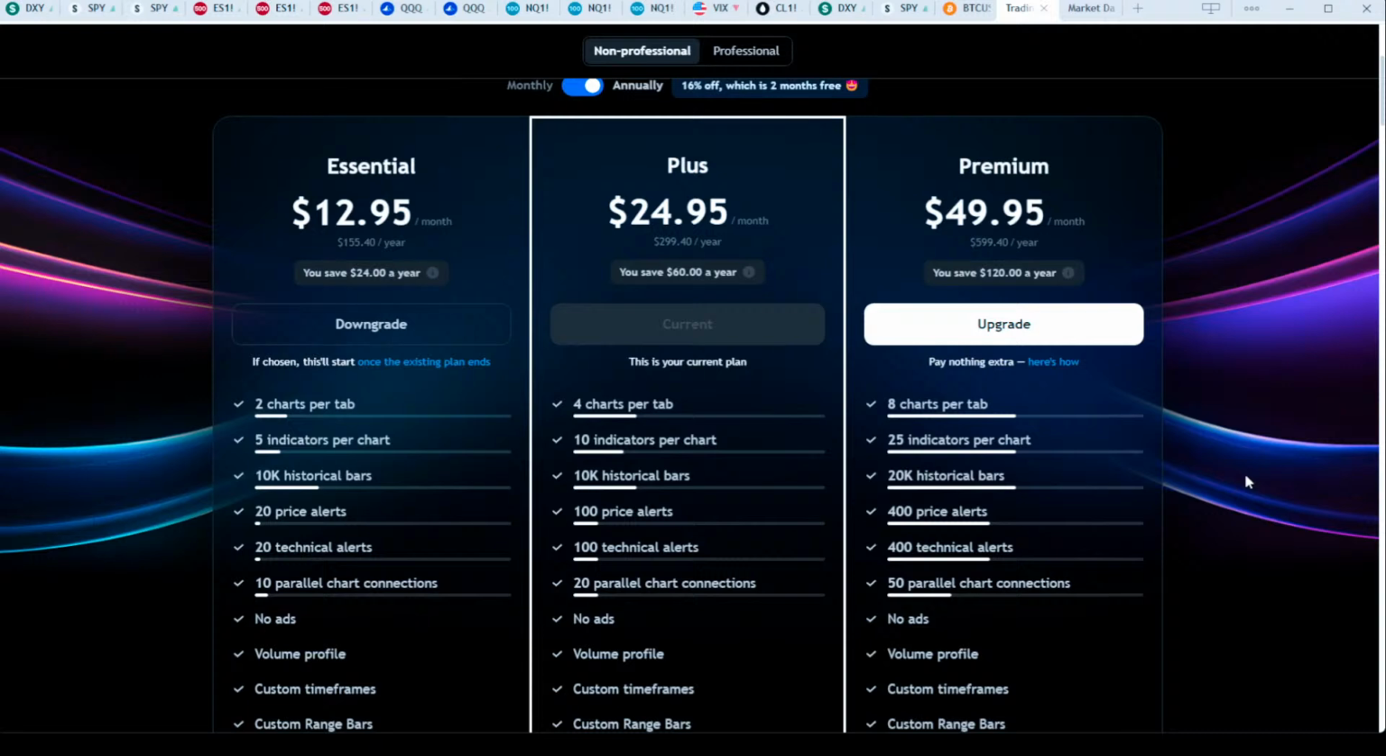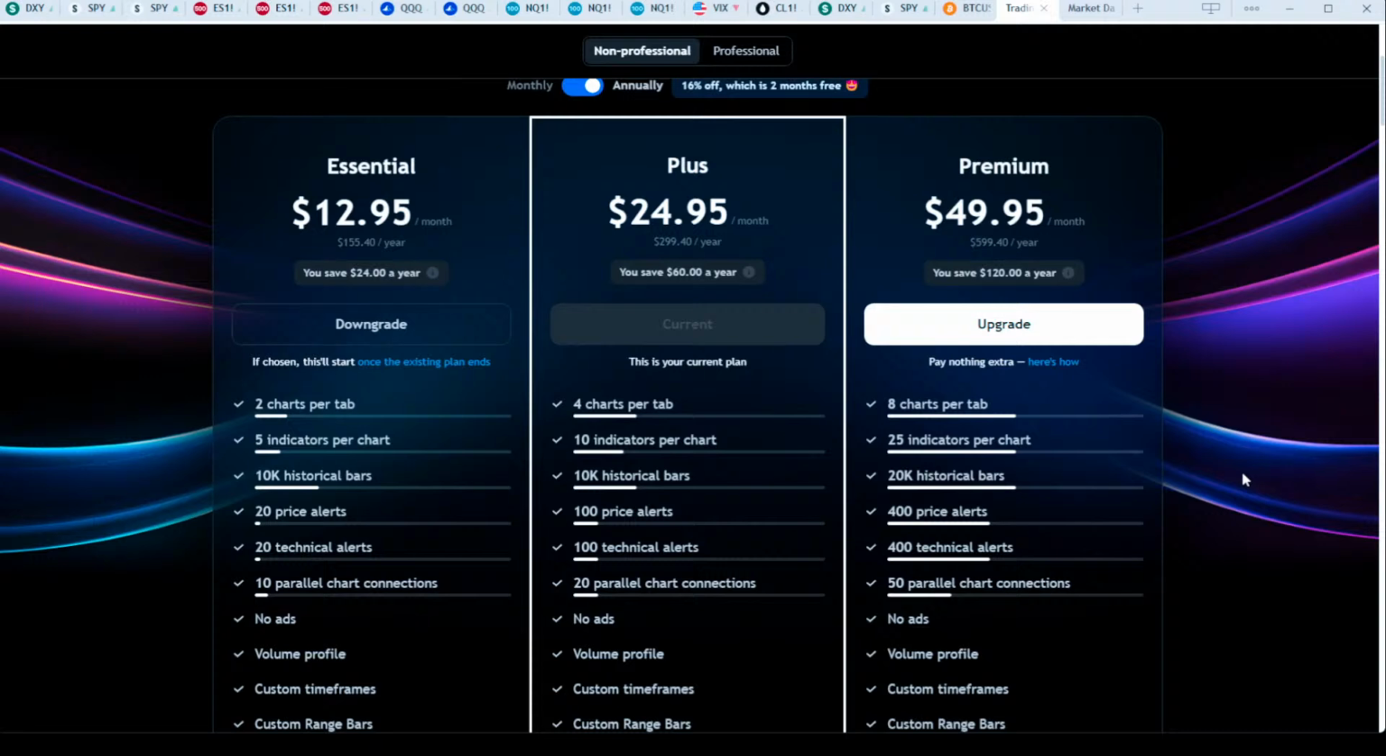So you can do 2 charts per time. This is the essential. We'll start there and then kind of work our way around here. So the essential plan is basically their basic plan. So it has 2 charts per tab. This is where it really matters here: 5 indicators per chart. So when you have a chart pulled up, and I'll show you in a little bit here, you will then be able to have 5 separate indicators pulled up at one time.